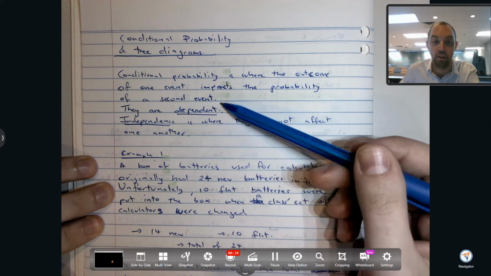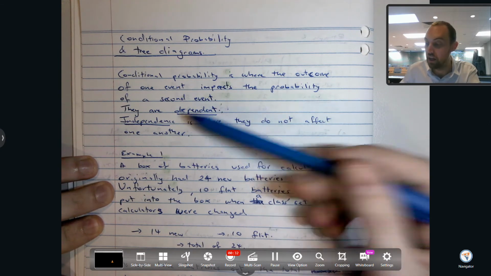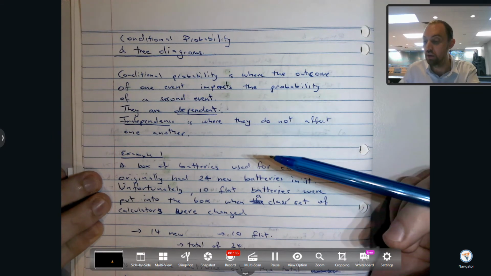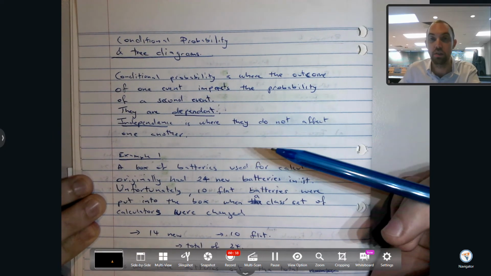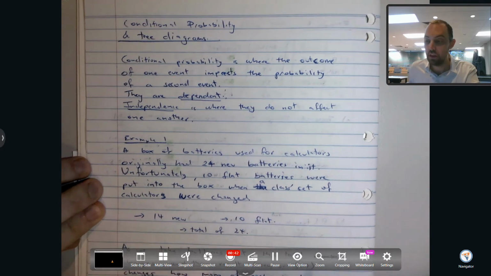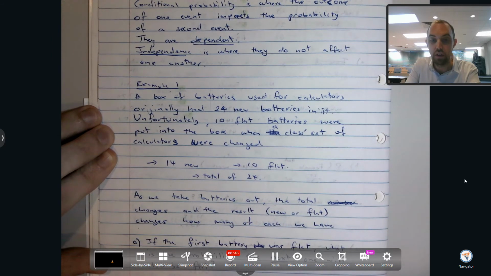Alright, so we can quickly talk about independence while we're here, which is where they do not affect each other, and it changes things a little bit later down the track when we get to our conditional probability formula. But for now, let's look at an example of where conditional probability fits. Okay.